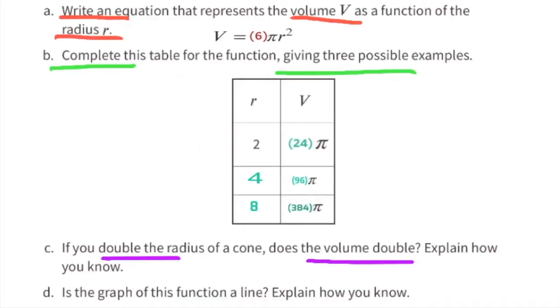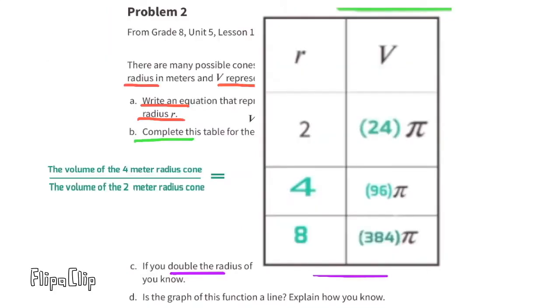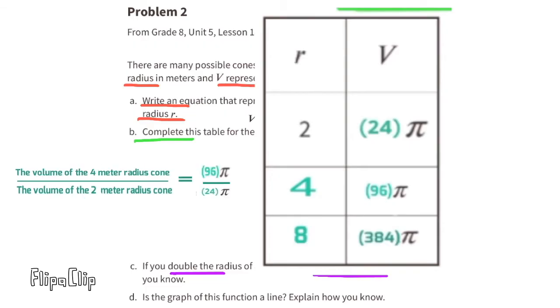C. If you double the radius of a cone, does the volume double? Explain how you know. The easiest way to tell is to look at the table. Let's look at the radius of 2 and double it. That becomes 4. Now let's look at the volume of the cone with a radius of 2. That's 24 times pi. And if you double 24 times pi, you'd have 48 times pi. But the volume of the cone with a radius of 4 is 96 times pi. And that's actually 4 times bigger than 24. When you double the radius of a cone, you quadruple the volume of the cone.